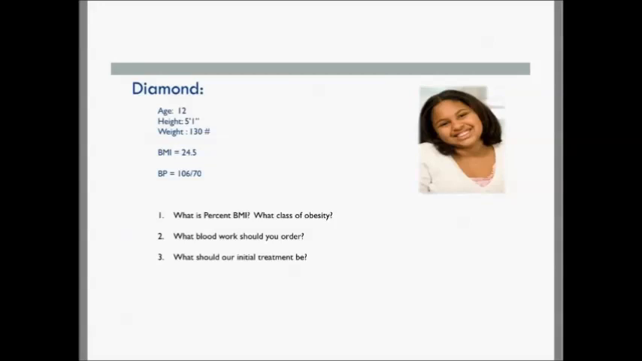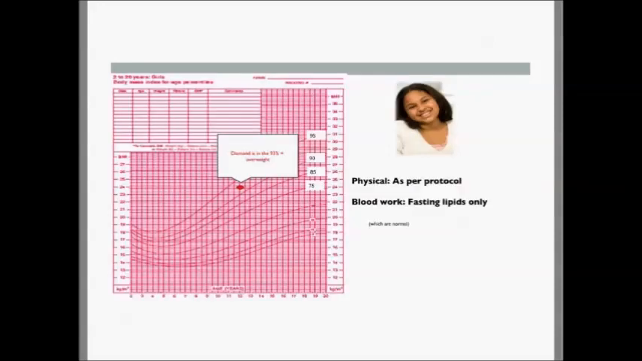Diamond is a 12-year-old. She's 5'1" and 130 pounds. She's just overweight. Her blood pressure is 106/70. If we plot her out, we see that she falls in that overweight area, 93%. And in someone like Diamond, you have to be careful because I think too often we say they'll grow into it. But truly, in someone who's in the overweight category, definitely you want to work on eating habits and behaviors, but you don't have to get quite as aggressive.